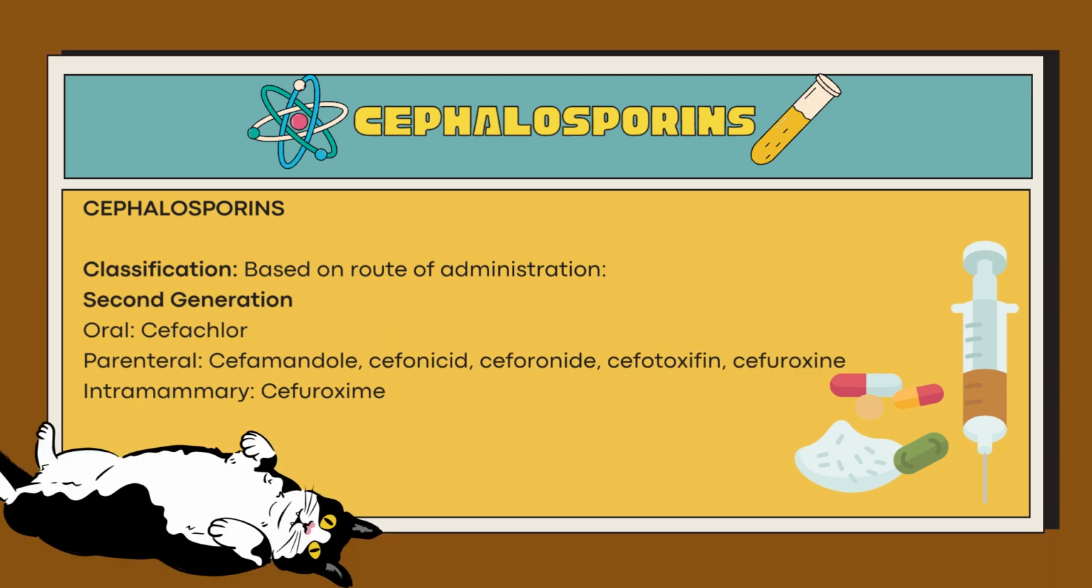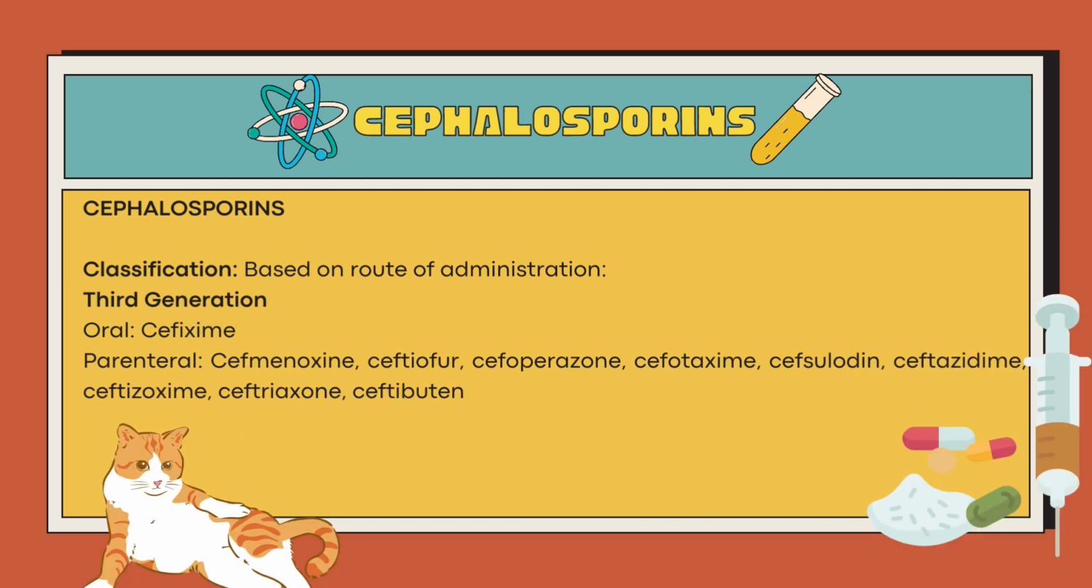Moving on to the second generation, for the oral route, we have the cefaclor, and for the parenteral route, we have the cefamandole, cefonicid, ceforanide, cefoxitin, and lastly, we have the cefuroxime. For the intramammary route, we have the cefuroxime.